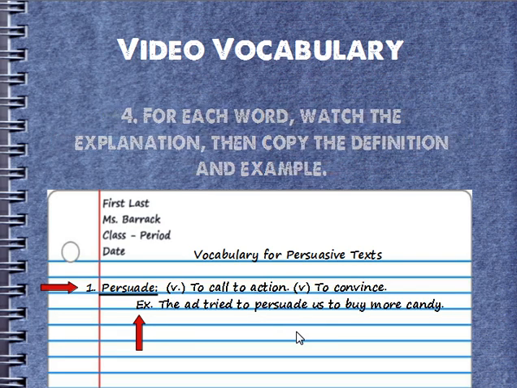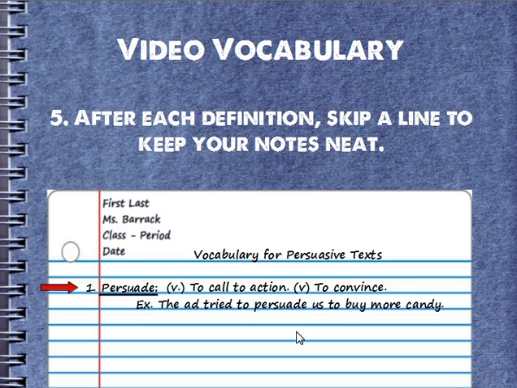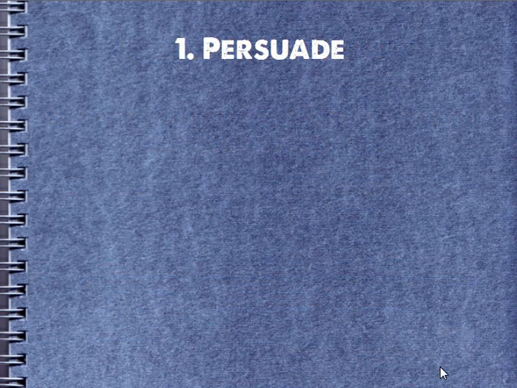When you get to your next word, after each definition, when you're done here, you're going to skip a line to keep your notes nice and neat. So here's where you ended, here's the line that you're skipping, and here's the next word. I would not write this. Don't write premise, because you're going to have more to write on persuade. Don't worry, there aren't that many words this time. Ready? Let's get started. Your first word is persuade.